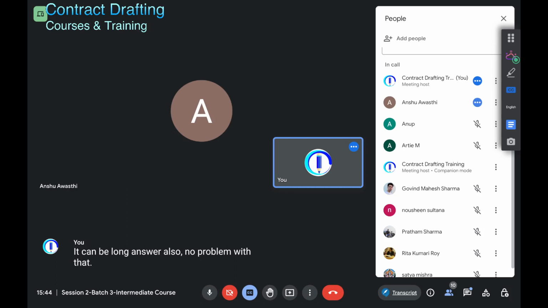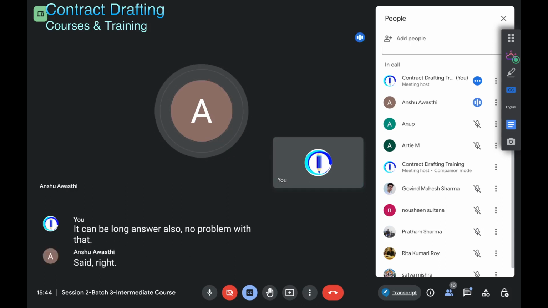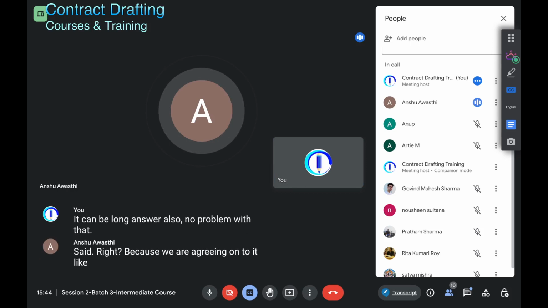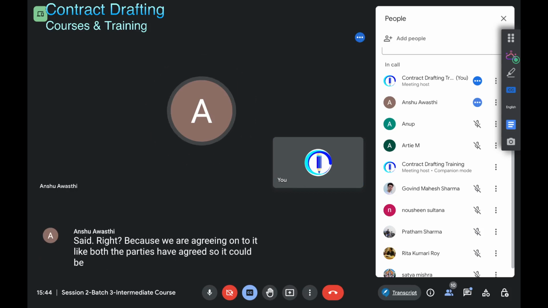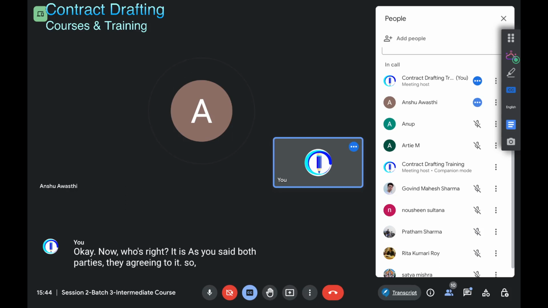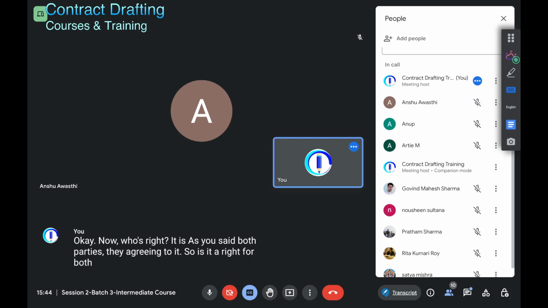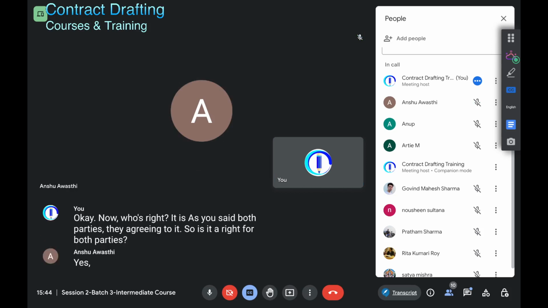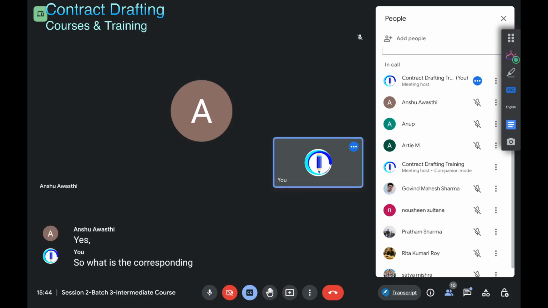Sir, it's a right because we are agreeing to it, like both the parties have agreed, so it could be a right. Okay. Now whose right is it? As you said, both parties are agreeing to it. So is it a right for both parties? Yes, sir, both. So what is the corresponding obligation? Because all rights must have obligations attached to them.